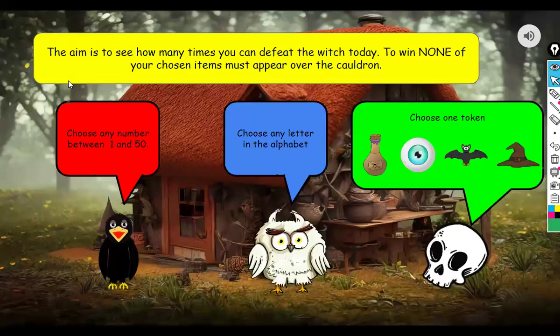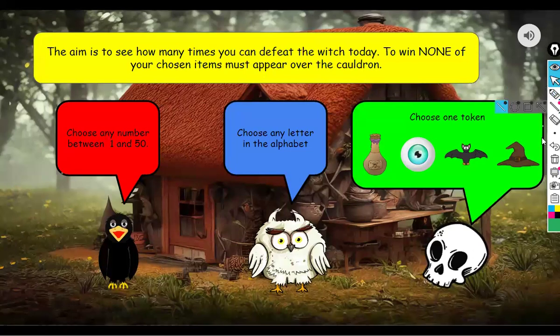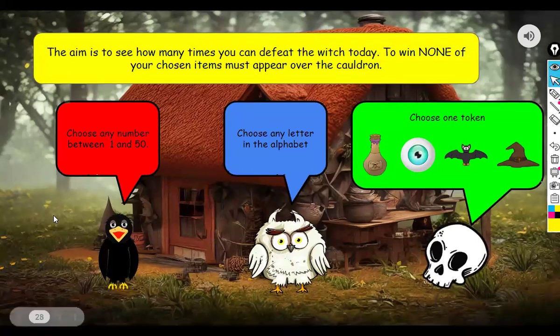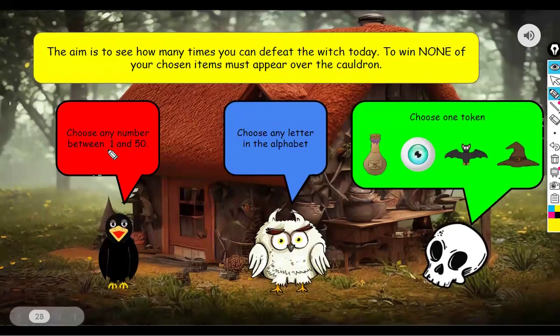All right, so after that horrible question, right? Not that horrible. I think it was doable. You all know what to do here, but this time it has changed. You have to choose a number between 1 and 50. You notice the gap is getting smaller. 1 and 50 is included, right? Then choose a letter of the alphabet, and you all know what to do. Choose one of the tokens, only one. The potion, the eyeball, the bat, or the hat.